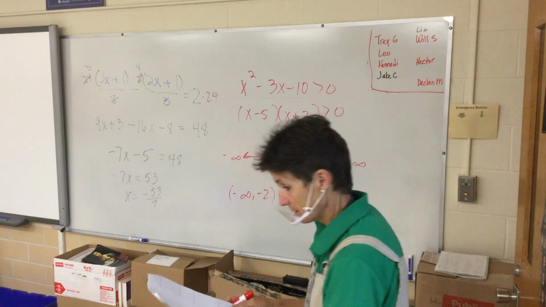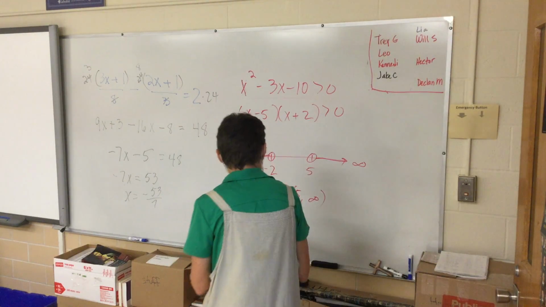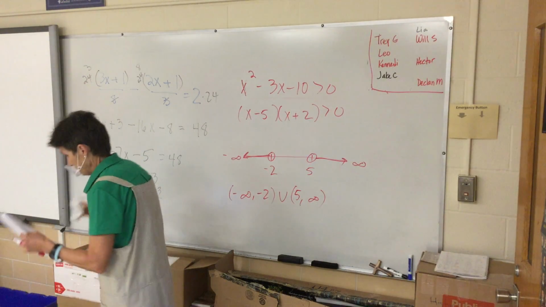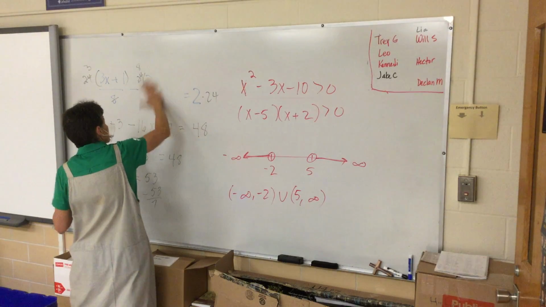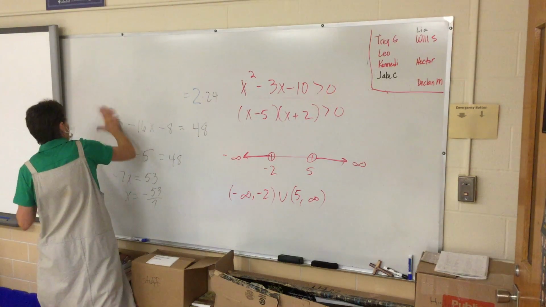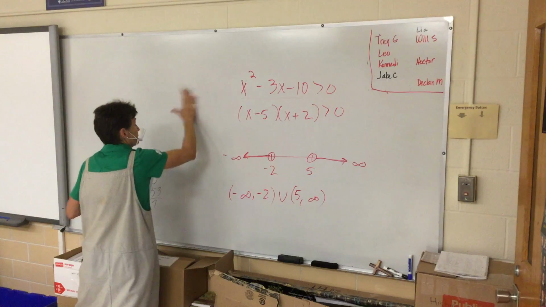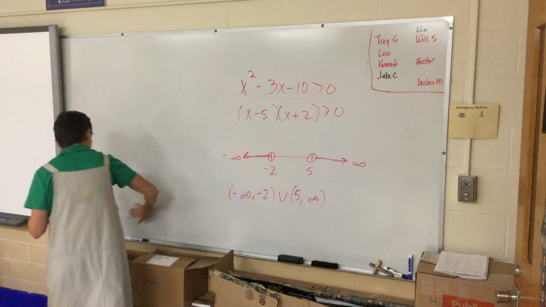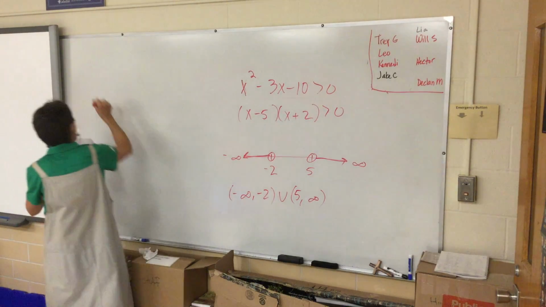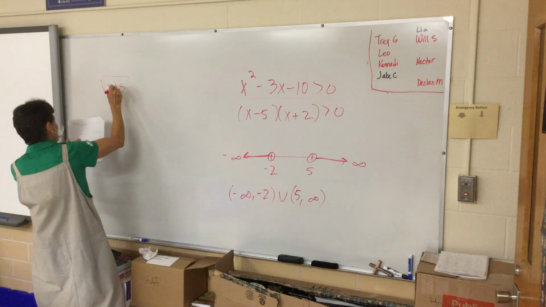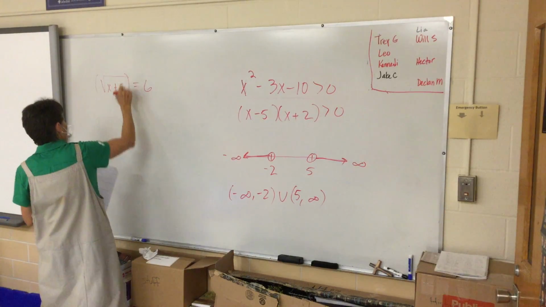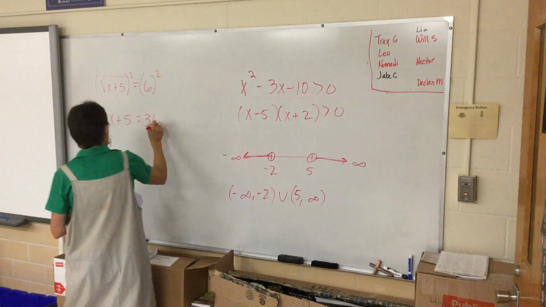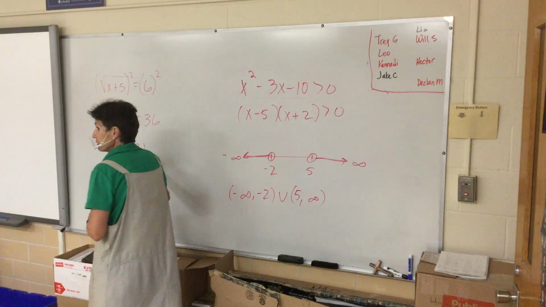Right? All right, what about the next one? We need to square both sides. Yeah, it's pretty easy. Pretty fast. So the square root of x plus 5 equals 6. So when I square both sides, x plus 5 equals 36, and x equals 31.